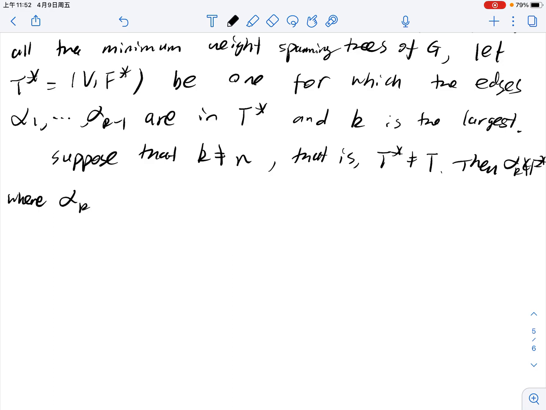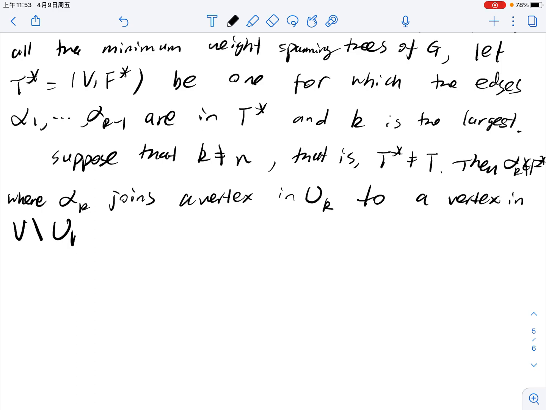So here alpha k joins a vertex in U_k to a vertex in V minus U_k. Recall that U_k is the set consisting of the vertices alpha 1, alpha 2 to alpha k minus 1. So you have k minus 1 edges and k vertices due to the construction.